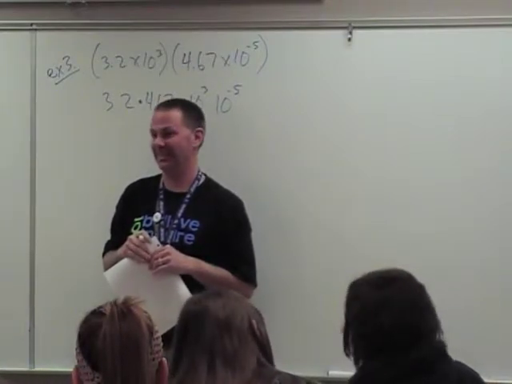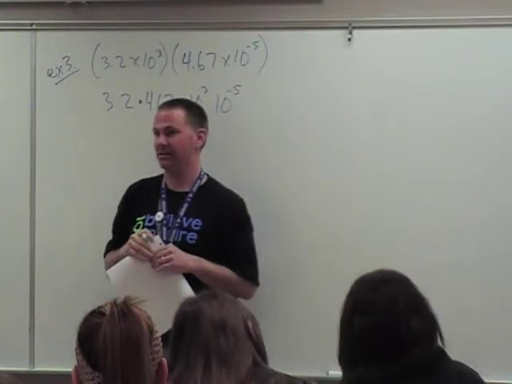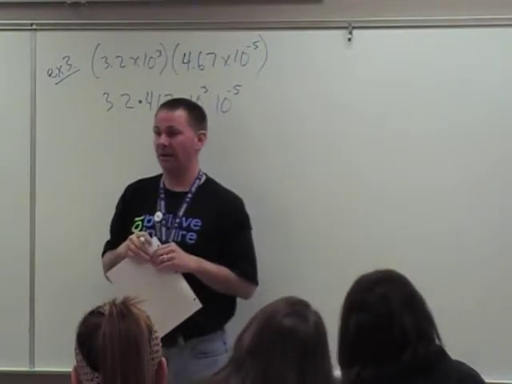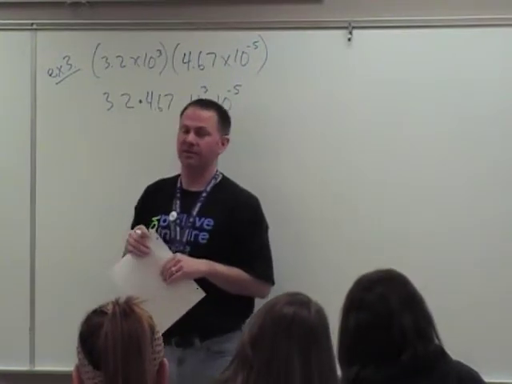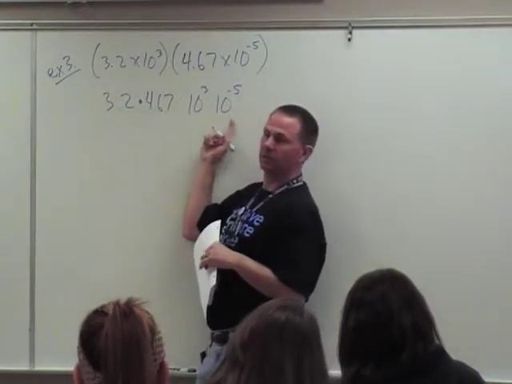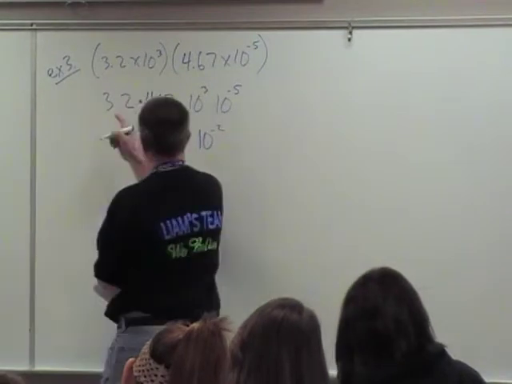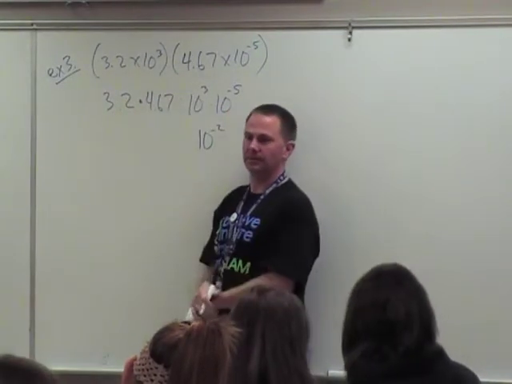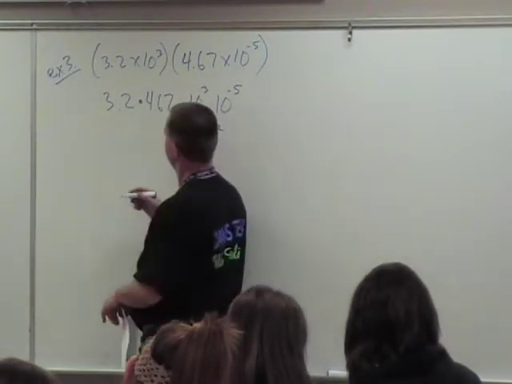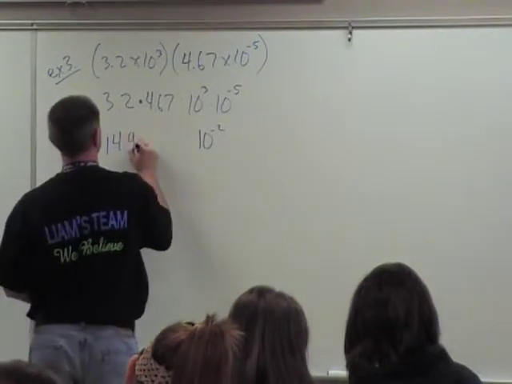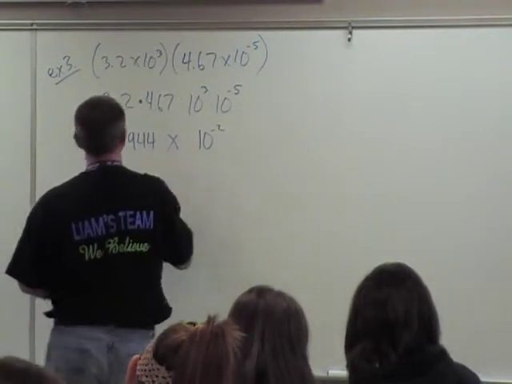So you can eliminate the 10 to the third. Well, not eliminate, but combine your like bases. So what is this right here? 10 to the negative second. All right, so somebody on your calculator tell me what 3.2 times 4.67 is. 14.9. Yay, we're done.